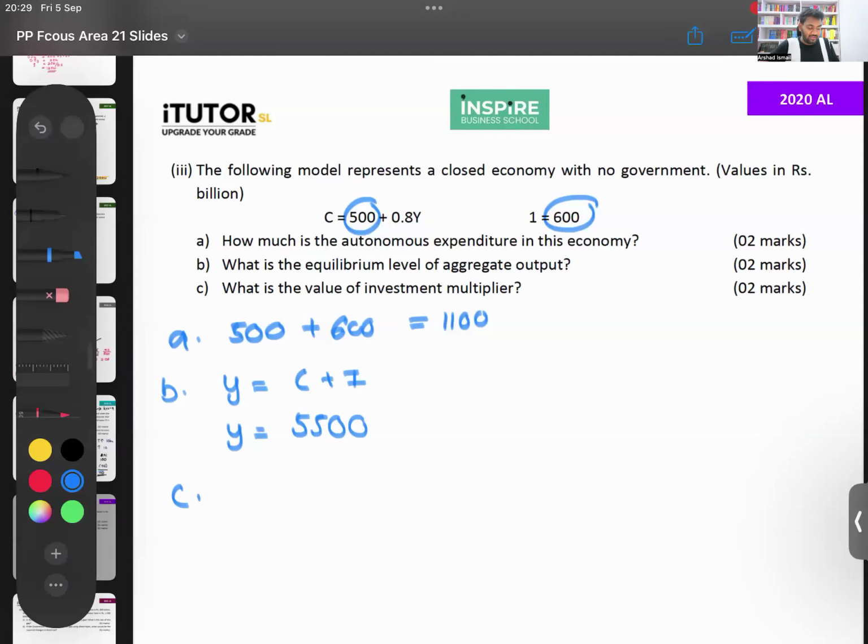Part C: what is the value of investment multiplier? That's a disappointing question. Investment multiplier, MPC is 0.8, so show the working: 1 over MPS, 1 over 0.2. You get 5 times. Okay. Again, 6 marks, which you can finish even in 2 minutes. You can finish this question and save a lot of time to do others.